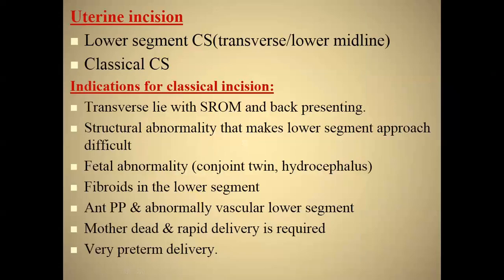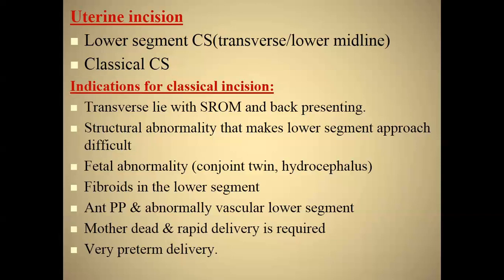If you have big fibroids in the lower uterine segment, I cannot make an incision in the lower uterine segment with this big fibroid because it will cause bleeding and interfere with the surgical exposure of the field. If you have anterior placenta previa and big vascularity of the lower uterine segment, if I open through the placenta, there will be severe bleeding, and traction on and delivery of the fetus will be difficult.